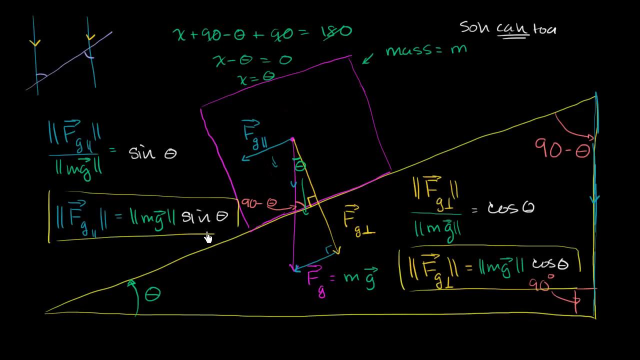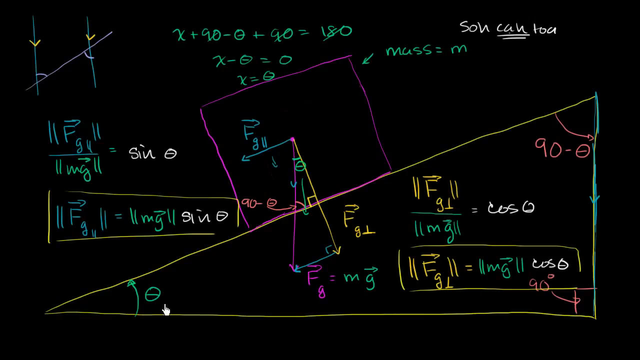And if you ever forget these, think about them intuitively. You don't even have to go through this whole parallel line and transversal and all of that. If this angle went down to 0, then we'll be talking about essentially a flat surface. There is no inclination there. And if this angle goes down to 0, then all of the force should be acting perpendicular to the surface of the plane. So the perpendicular force should be the same thing as the total gravitational force. And that's why it's cosine of theta, because cosine of 0 is 1. And so these would equal each other.